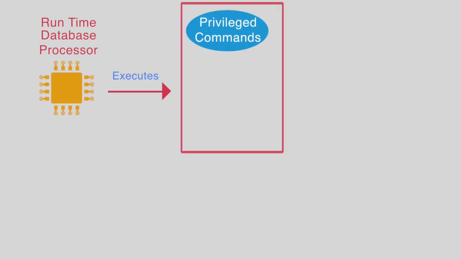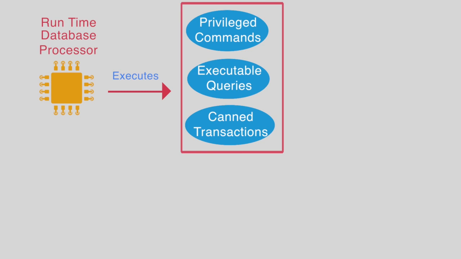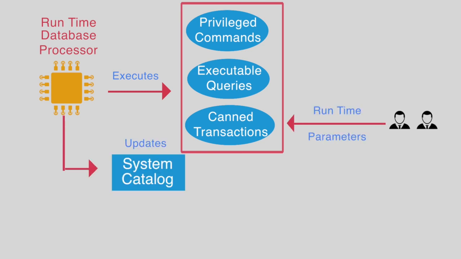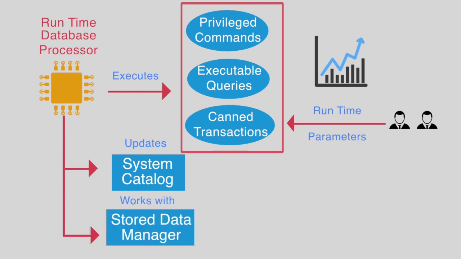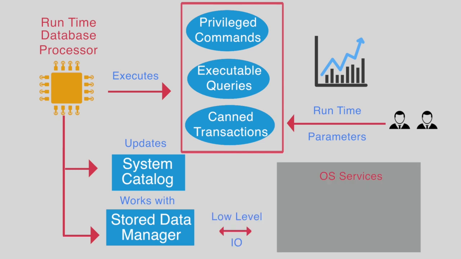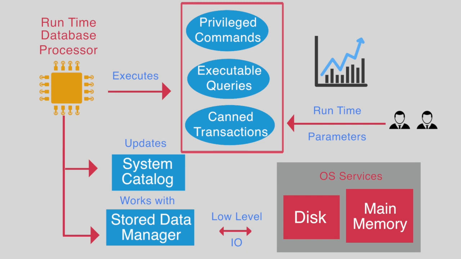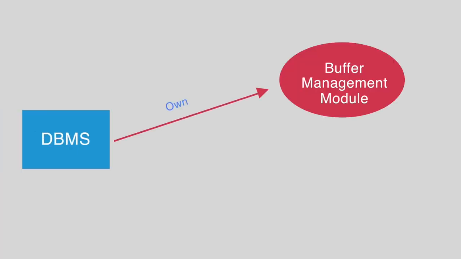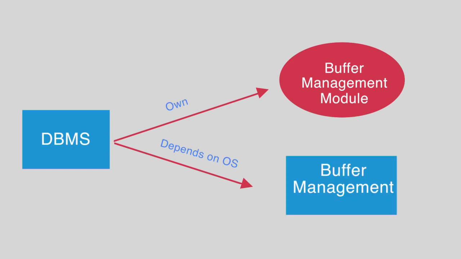A runtime database processor executes privileged commands, executable queries, and canned transactions with runtime parameters. It updates the system catalog with statistics of the data. It also works with the stored data manager, which uses essential OS services for doing low-level I/O operations between the disk and main memory. It also handles data transfer like buffer management in the main memory. Some DBMSs have their own buffer management module, whereas others depend on the OS for buffer management.